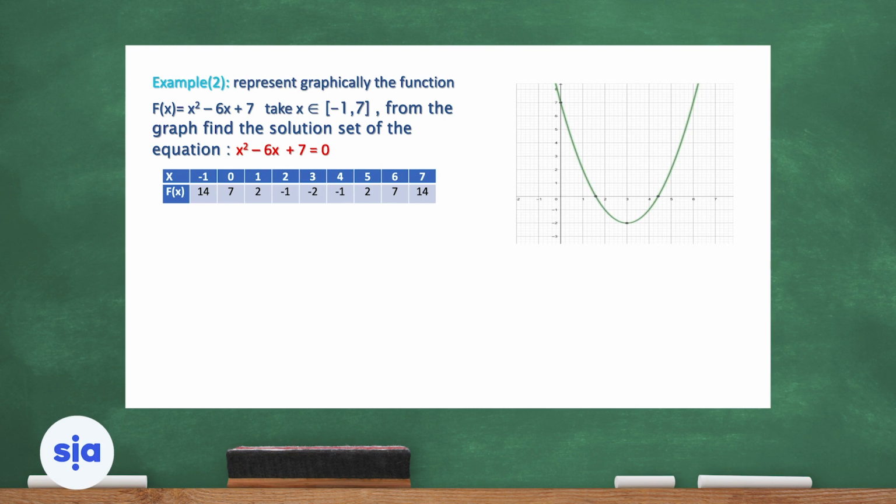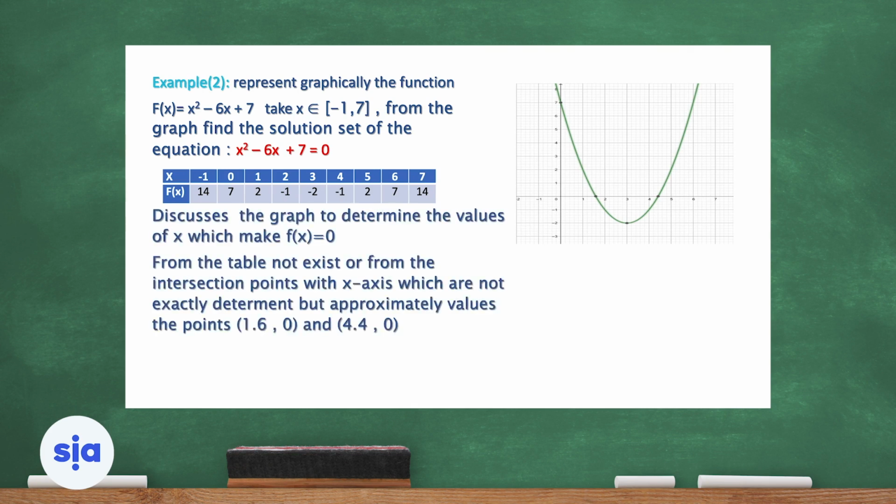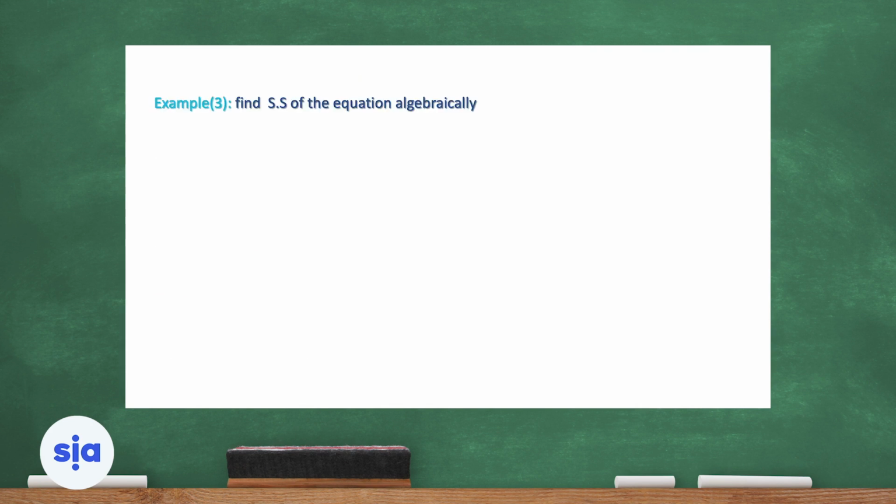This shape is touching the x-axis twice. So approximately, you're going to get the values of x where the curve touches the x-axis. As you can see here, x is equal to 1.6 and almost 4.4. So the solution set is 1.6 and 4.4.